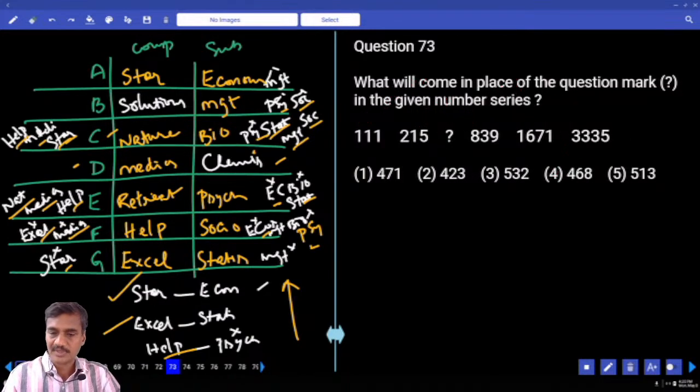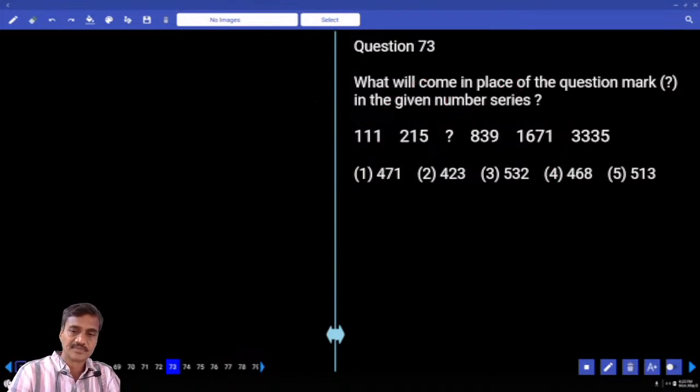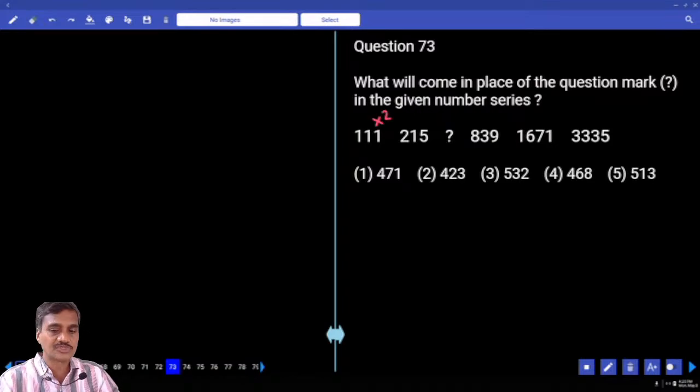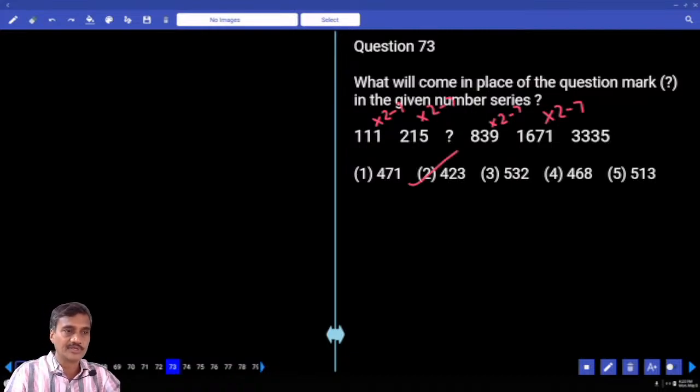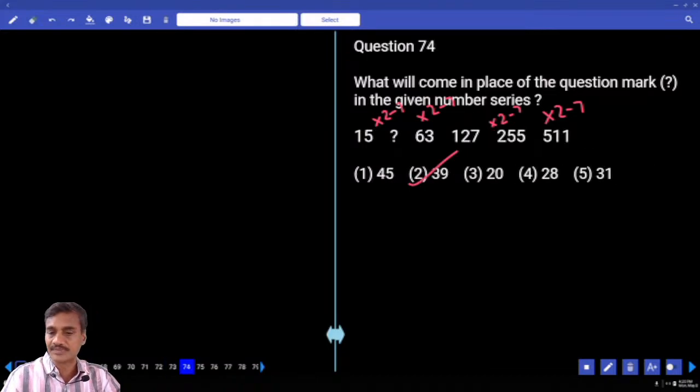Then 73. Now in this 73, 111, 215. 111 into 2 is how much? 222 minus 7. Now here 215 is into 2 minus 7. Now here also this is into 2 minus 7. 215 into 2, 430 minus 7, 423, choice 2. Into 2 minus 7, into 2 minus 7.